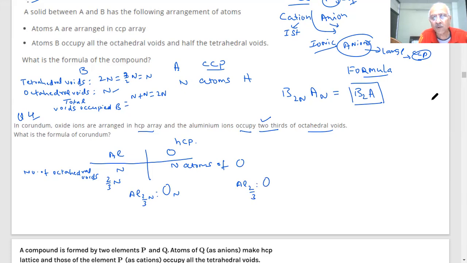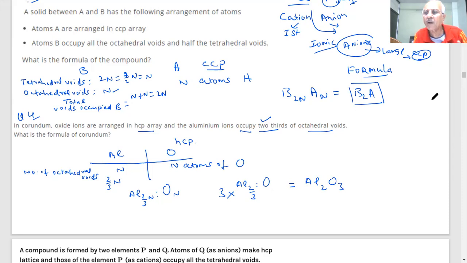Now you don't want this denominator. Multiply by what factor so that it cancels? Multiply by 3. What will be the answer then? Al2O3. Got it?